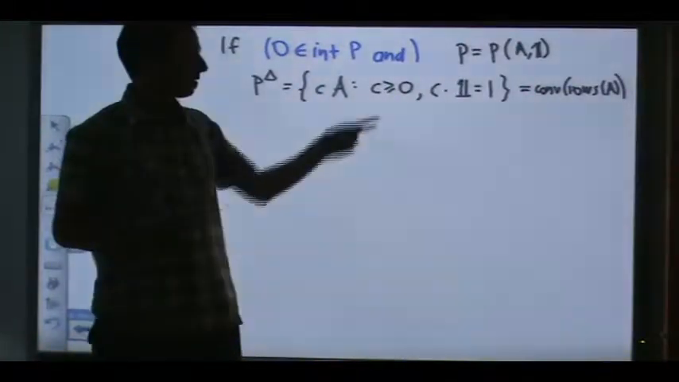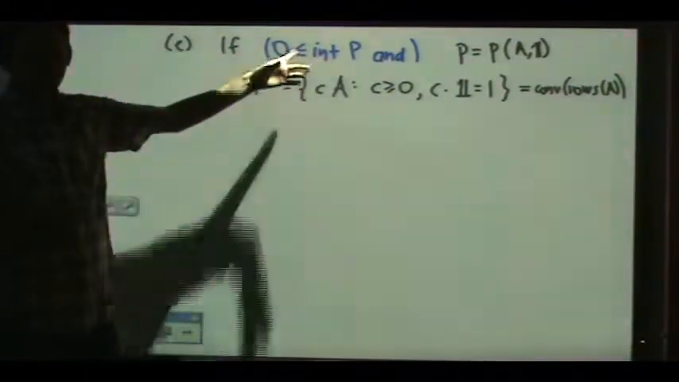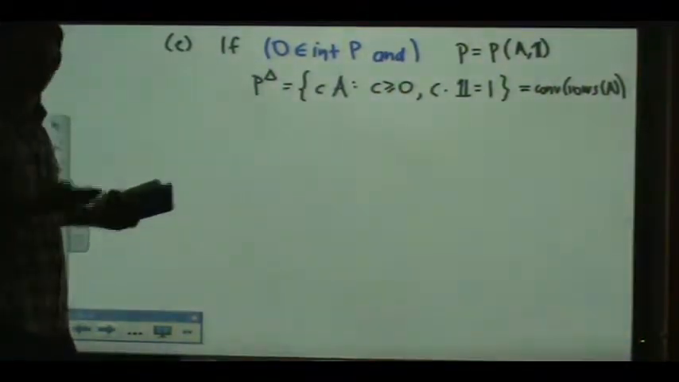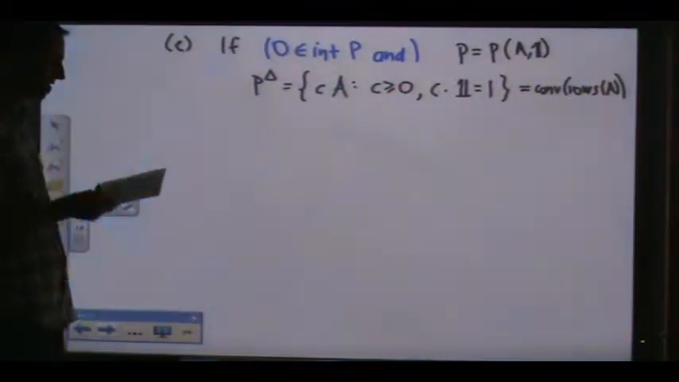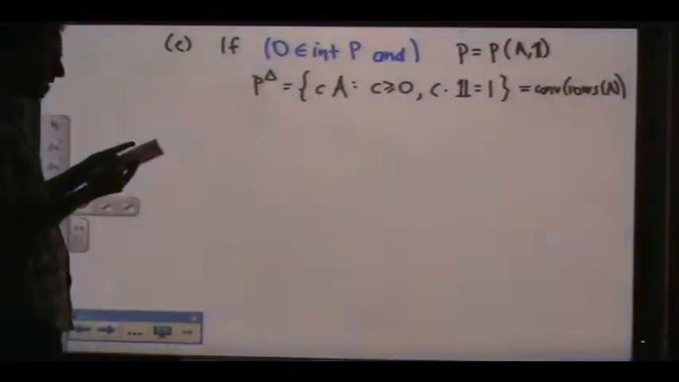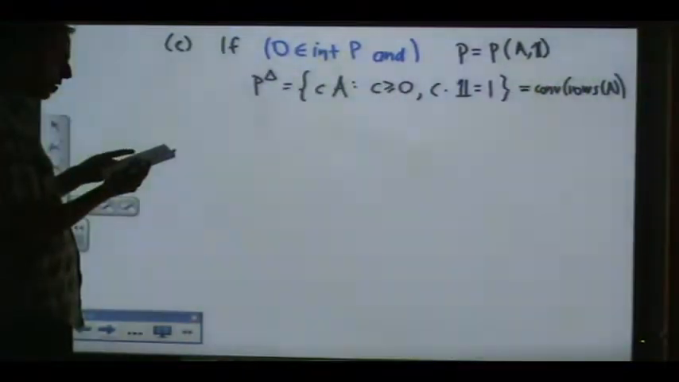Okay? So this condition implies this one, and that means we don't need this one. No doubt, right? Sometimes books have mistakes. It's okay. We're all human. Okay, so we're going to prove this.